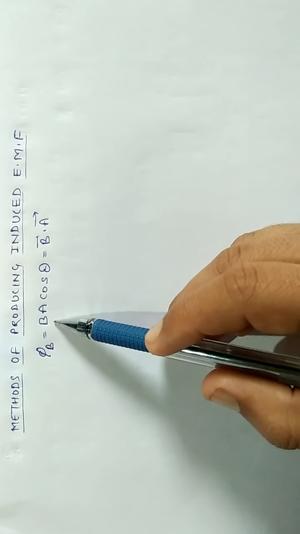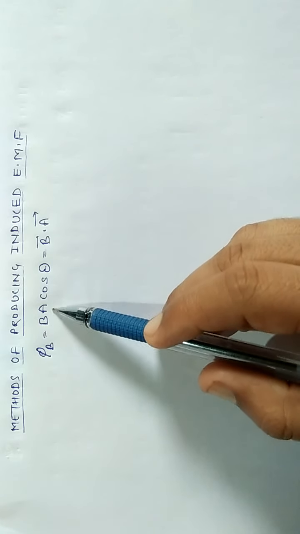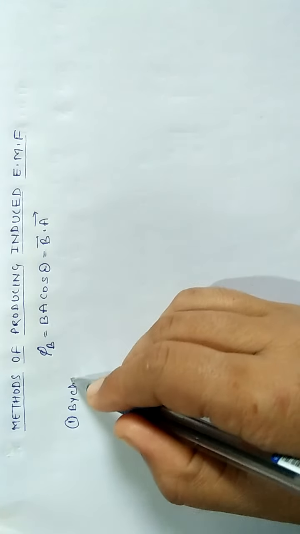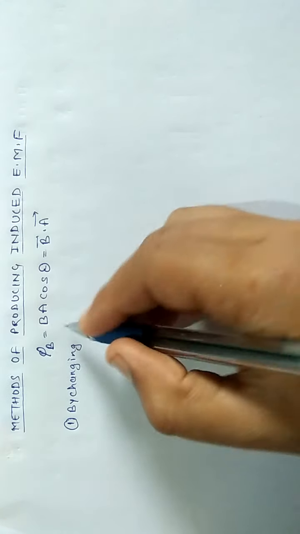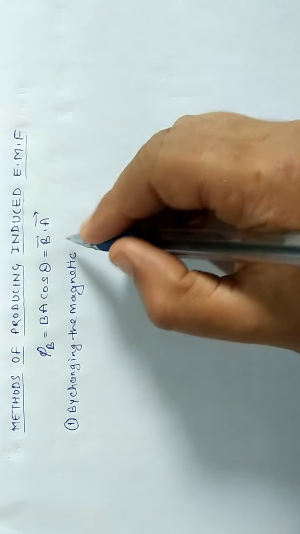Now an EMF is induced when there is a change in magnetic flux. So for change in magnetic flux, we can change it in three ways: either by changing the magnetic field, by changing the area, or by changing the relative orientation of coil and the magnetic field. First, let us discuss changing the magnetic field.